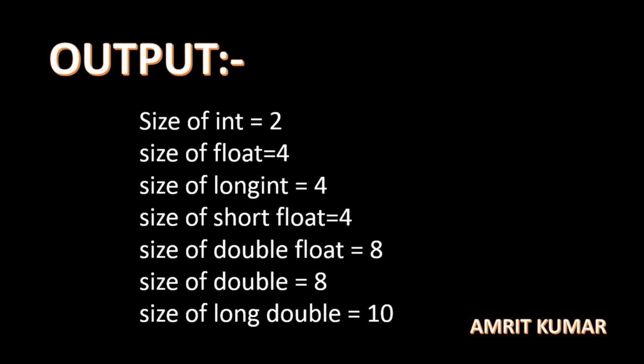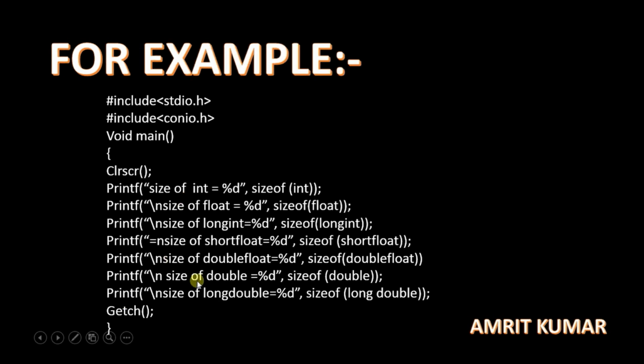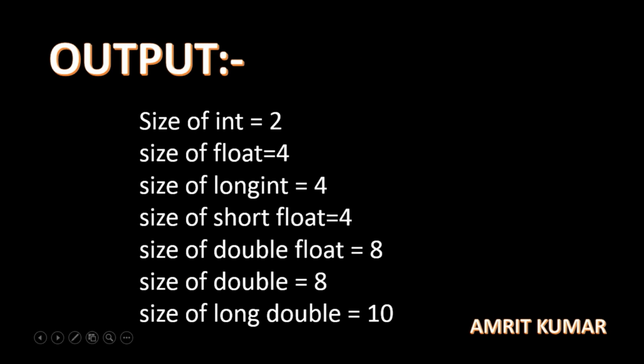So let's look at the output of it. As we have told you, the size of integer is going to be 2 byte, size of float is going to be 4 byte, size of long int is going to be 4 byte, size of short float is going to be 4 byte, size of double float is going to be 8 byte, size of double is going to be 8 byte, and size of long double is going to be 10 byte. So this is the output of this program. So this was all about the sizeof operator.